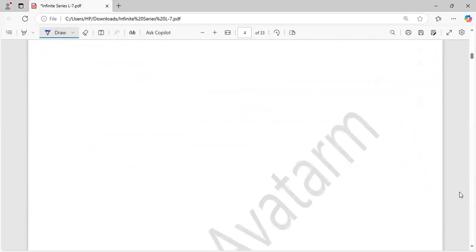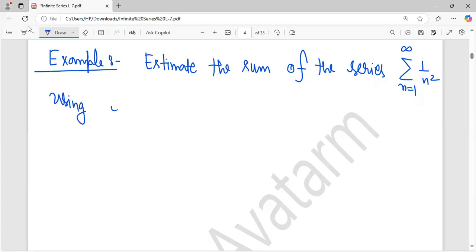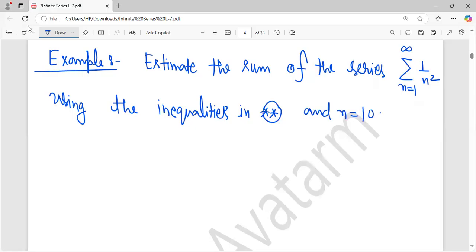Now we will do one exercise here. Example: Estimate the sum of the series summation 1 upon n square, from 1 to infinity, using the inequalities in double star and n is equal to 10. Solution.